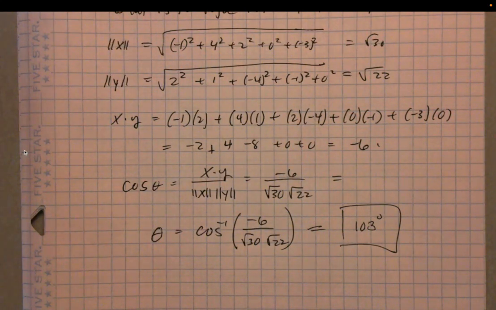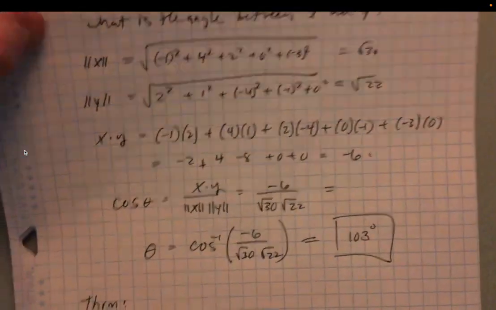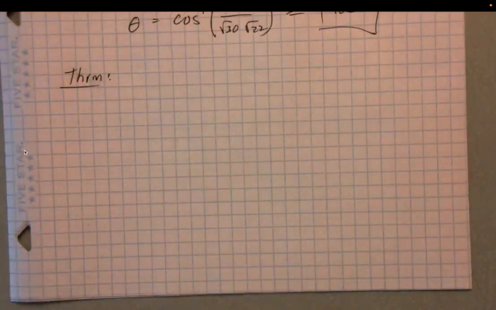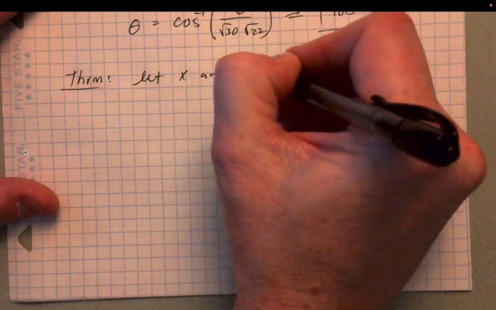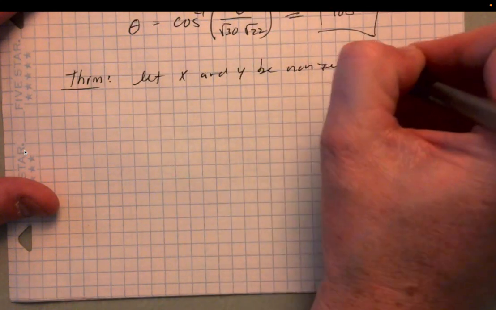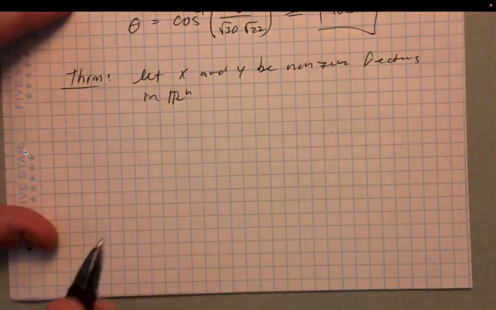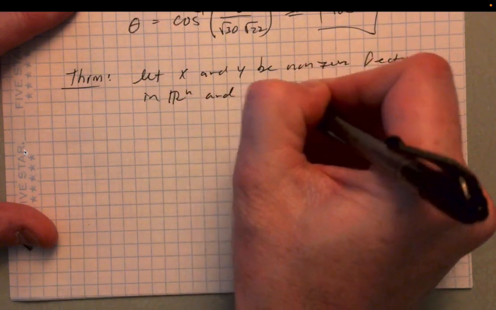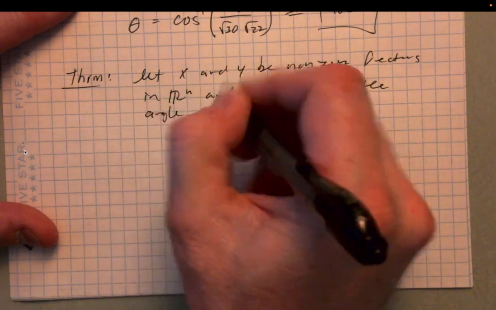I think we'll, well, one more theorem and then we'll take a pause before we jump into the next section. This theorem follows immediately from what we just discussed, from this construction we just worked through. So let's let x and y be non-zero vectors in Rn, and let theta be the angle between them.